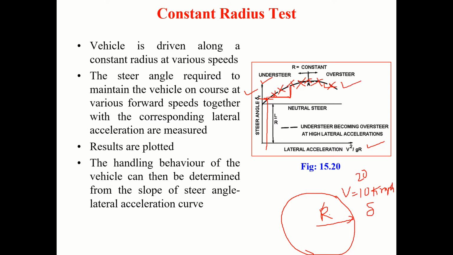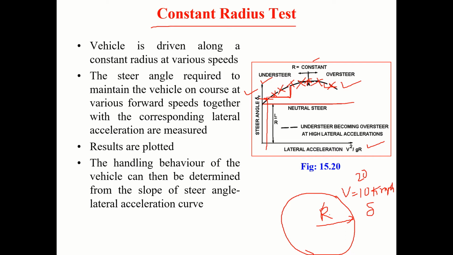So there's a point at which the gradient goes from positive to negative, zero gradient. That's where it changes from understeer to oversteer. This is the neutral steer condition. Okay. That's how you can do the constant radius test.